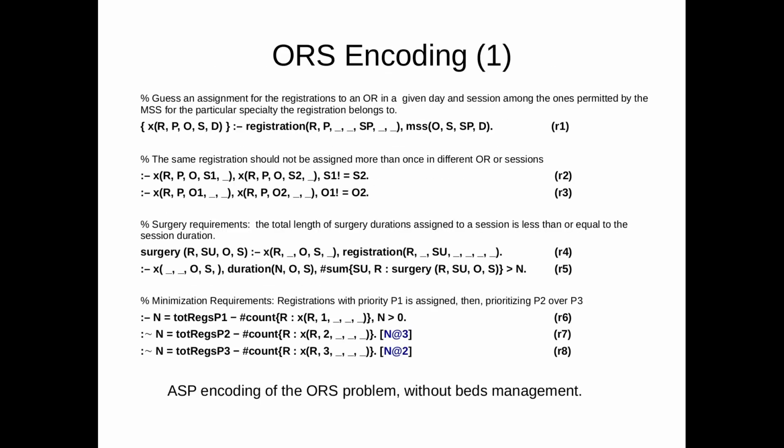With the last 3 rules, we try to assign the registrations with P1, the registrations with high priority, maximally, and then for the others, P2s over P3s, with some weak constraints, so that the first rule must be achieved at any cost, and then we have these 2 weak constraints. So you count the number. We count the number of, yes, totally. Yes.